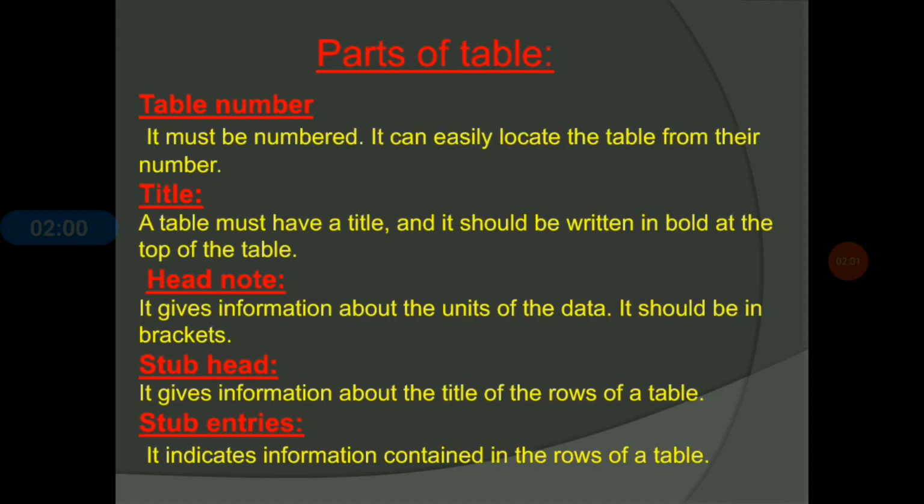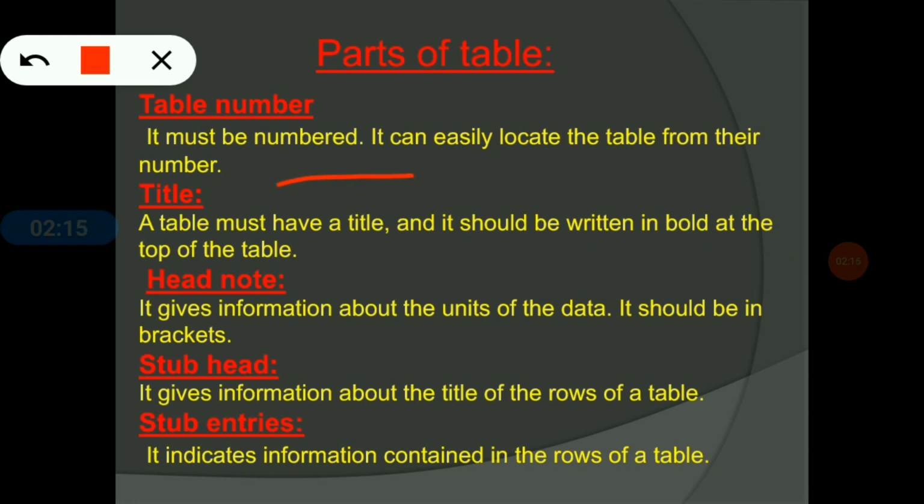So here we can see the brief discussion on the parts of table. The first part of the table is the table number. It must be numbered basically, because it helps to locate the table from its number. Clear? So each and every table should be numbered. Now going to the second one, that is the title. A table must always have a title, and it should be written in bold and capitals at the top of the table, and it basically explains the contents of the table. Clear?